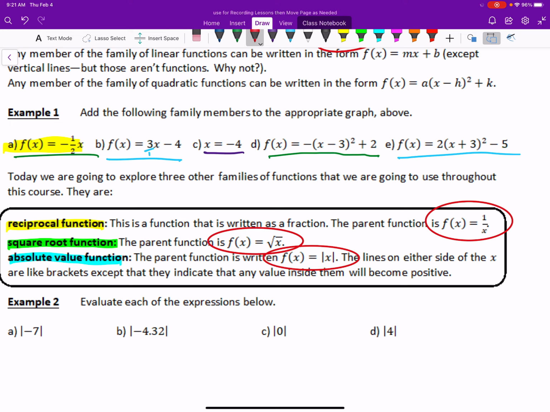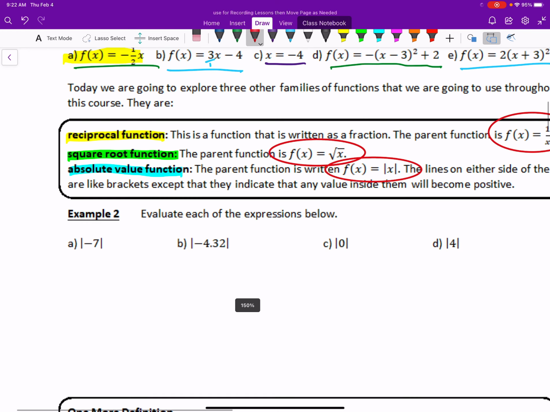Now you may not know what absolute value is at this point, so let me explain it. You see these 2 lines on either side of the x. They're like brackets, but they mean something in particular. They mean that whatever is inside between those 2 lines is going to be positive. We have to simplify it first, though. That's a big thing to watch out for. So if there are operations going on inside those absolute value signs, follow order of operations, simplify them down to a single number, and then make it positive when you take those absolute value signs off.